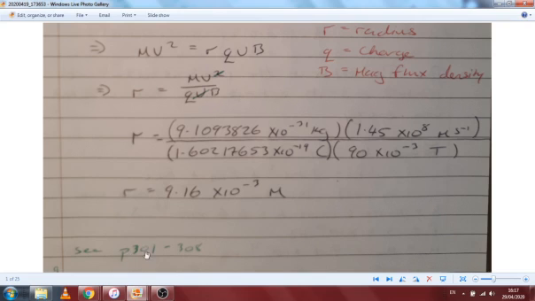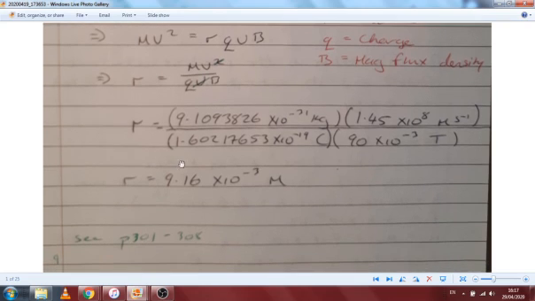If you're looking for more in your textbooks, you can go from page 301 up to 308. That deals with a lot of this magnetic field material.